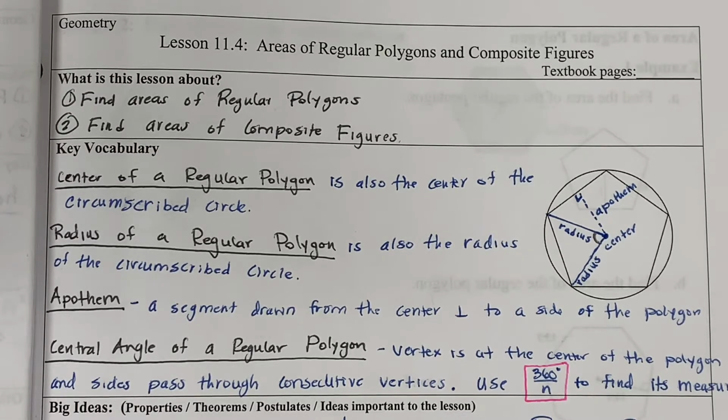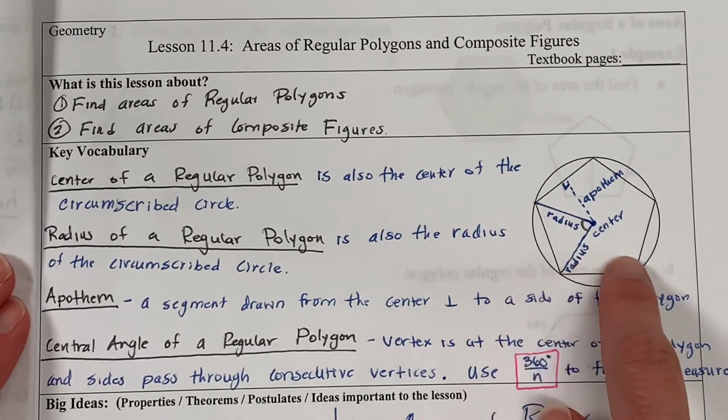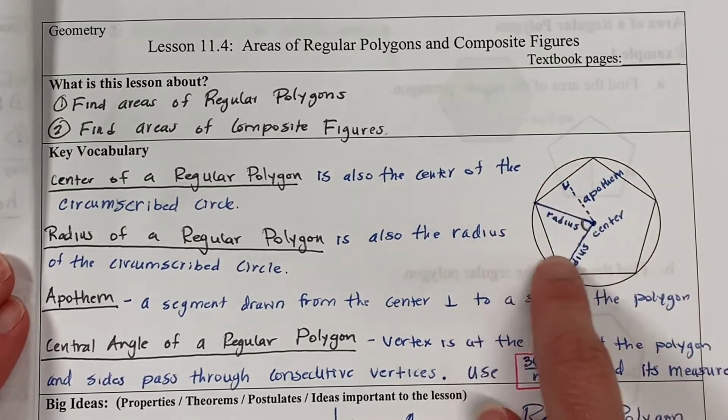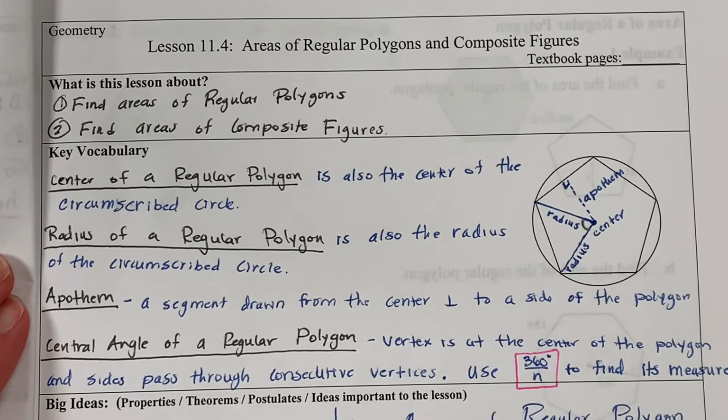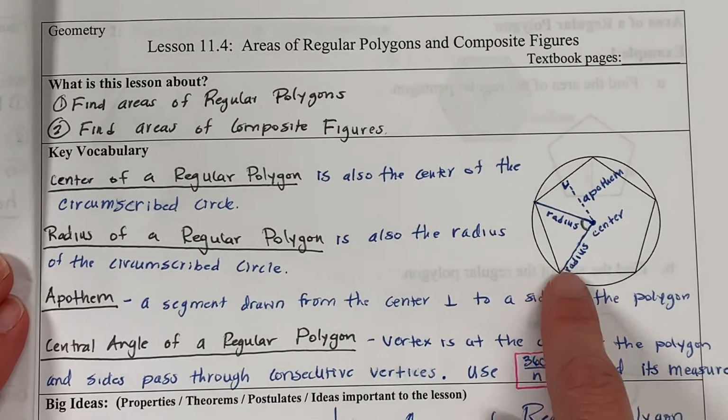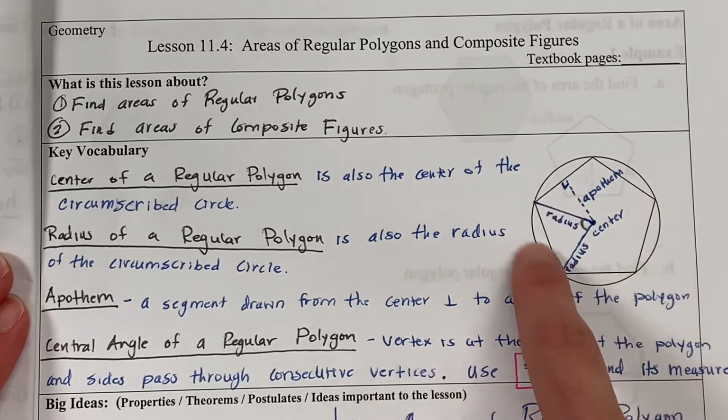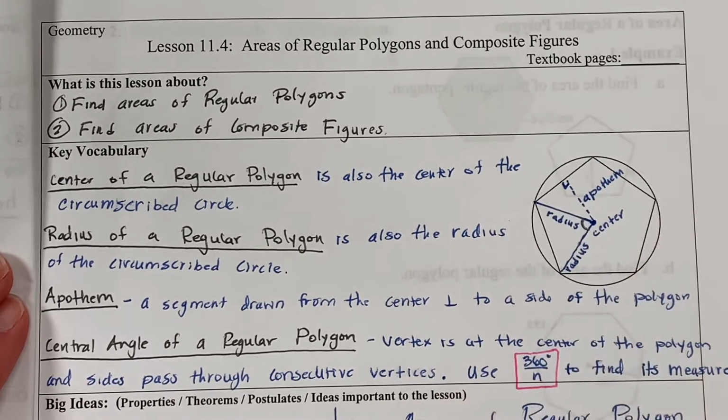Now we're going to start with a regular polygon. And recall from chapter 1, a regular polygon is both equilateral and equiangular, which means all sides are congruent and all angles are congruent. In our picture, we have an example of a regular pentagon, and all regular polygons can be inscribed in a circle. So notice this circle is circumscribed about my regular pentagon.